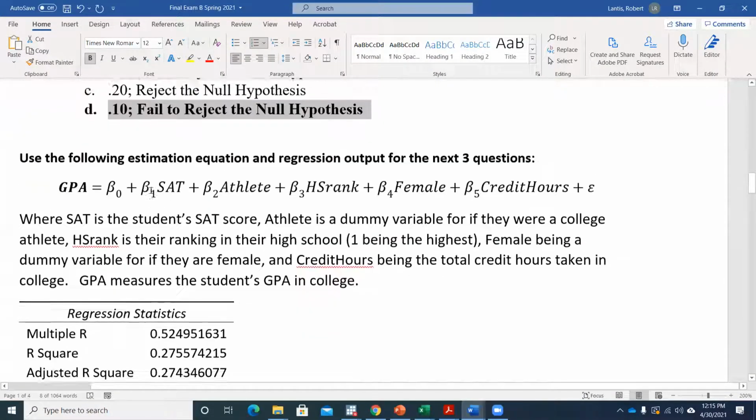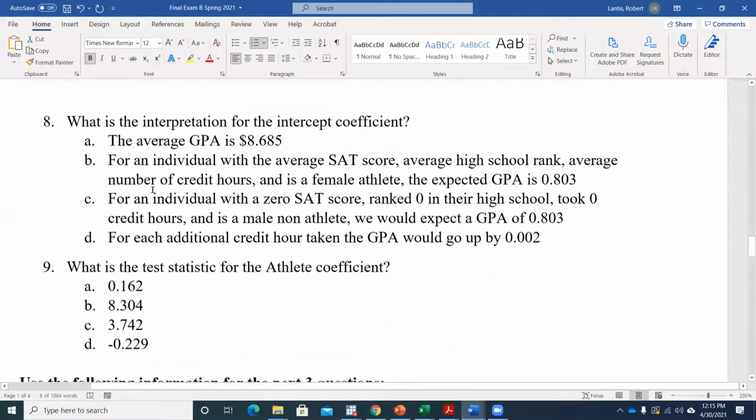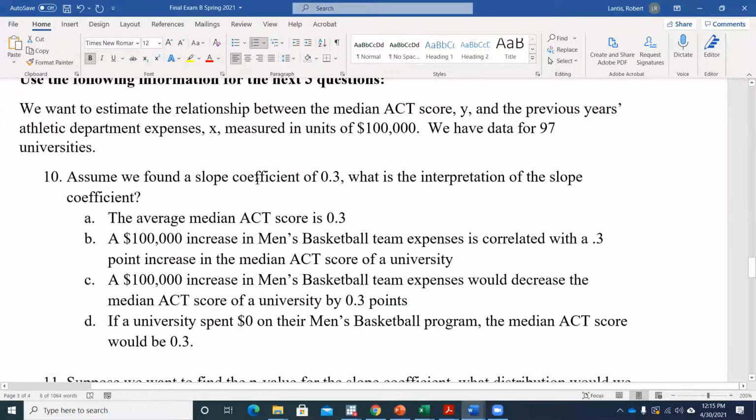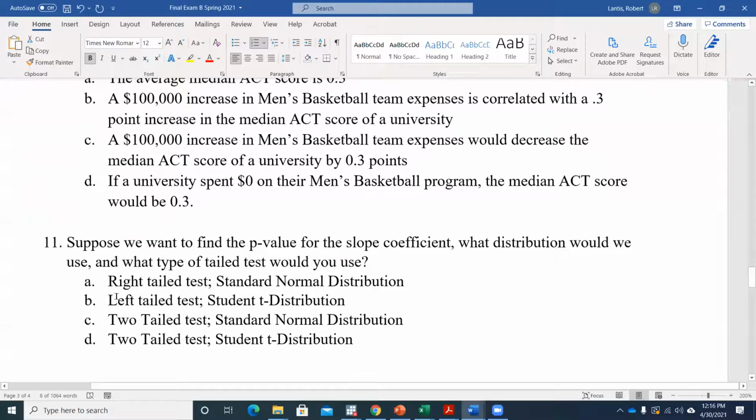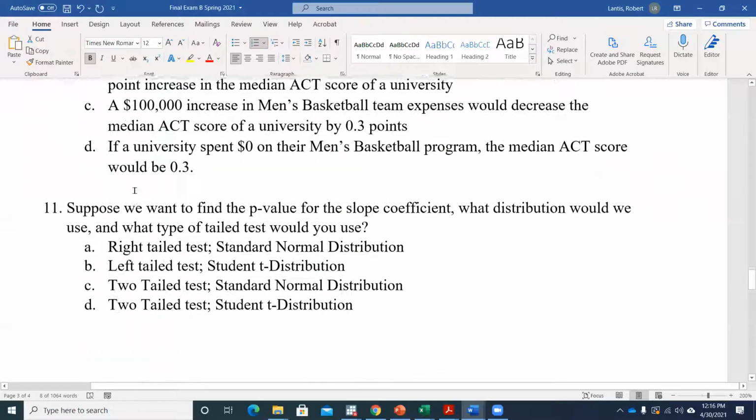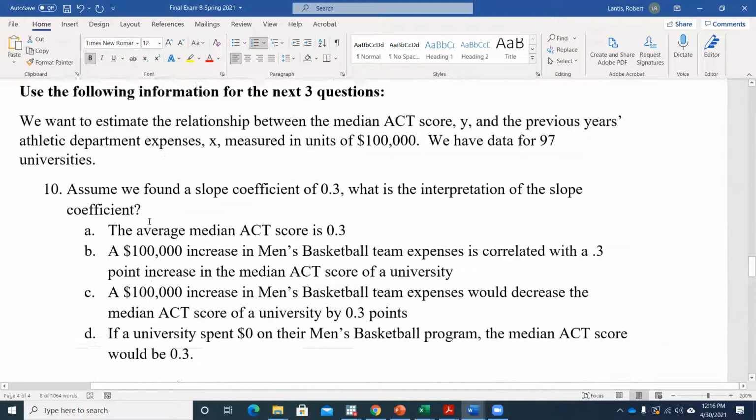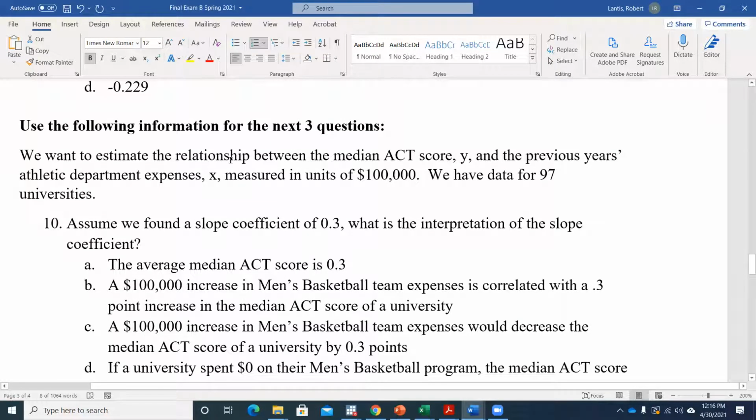Okay, but for now, let's do a little bit of linear regression stuff. I think we talked about question 11, but we didn't do 10 or 12 here. So let's say we want to estimate the relationship between ACT scores and the previous year's athletic department expenses. This was an example I usually go over in class. We did some other ones, so I probably throw something that looks more similar to the data sets we worked through. But we can still do this, right?